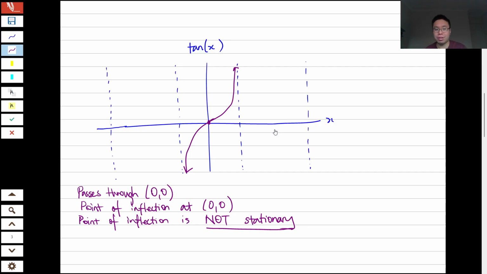Now, there are asymptotes. The first place where tan is undefined is at pi on 2. And then the next angle is 3 pi on 2. And similarly, if I go in the opposite direction as well.